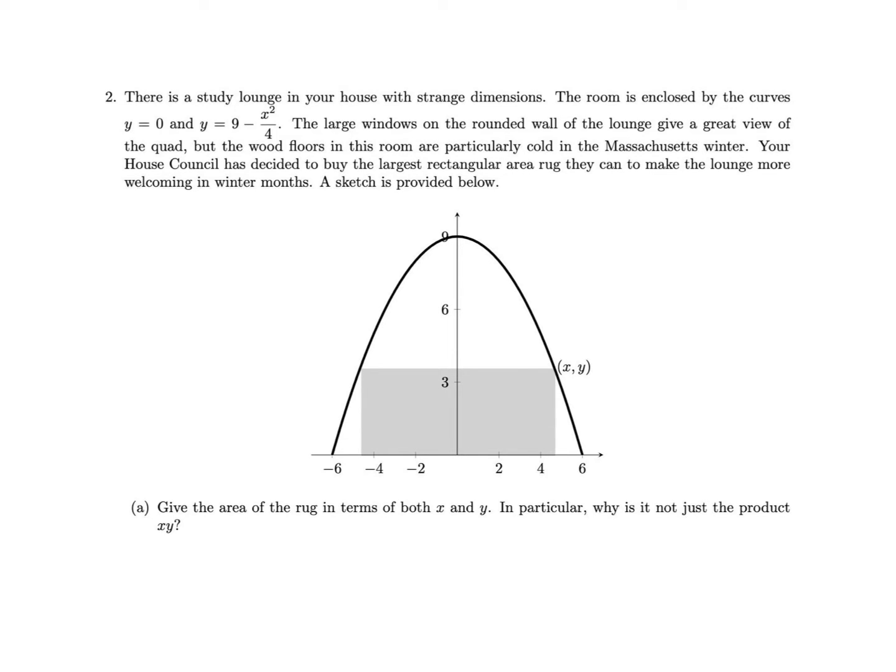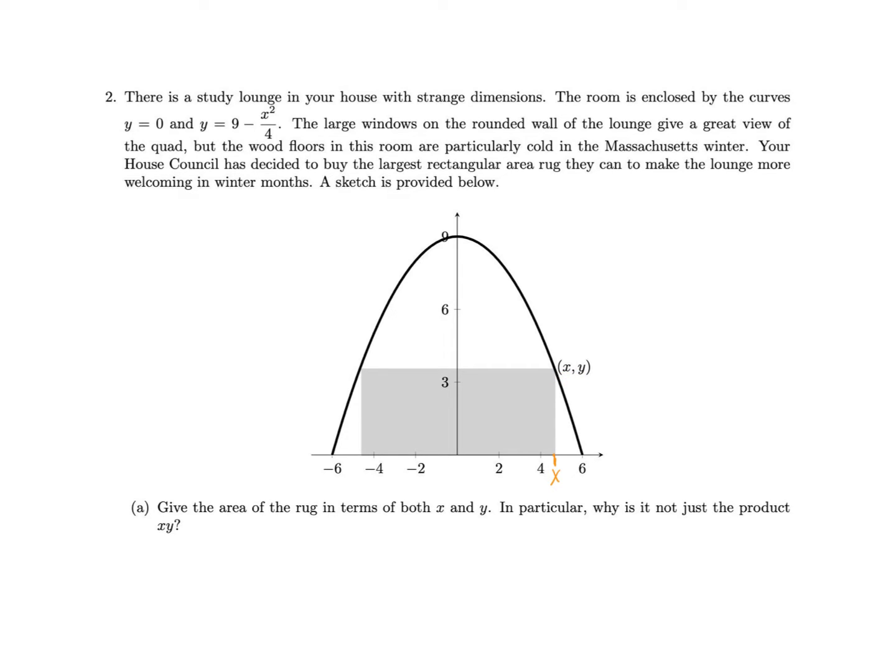Okay, we have a study lounge in the house with some strange dimensions. This is a curved wall, and we want to fit a rectangular carpet, the largest that we can, in this room. So we're going to inscribe this rectangle under this curve, and we're picking a random location to draw this rectangle. So I chose this as a random x. And then this point up here is on the curve, so it's x comma y.